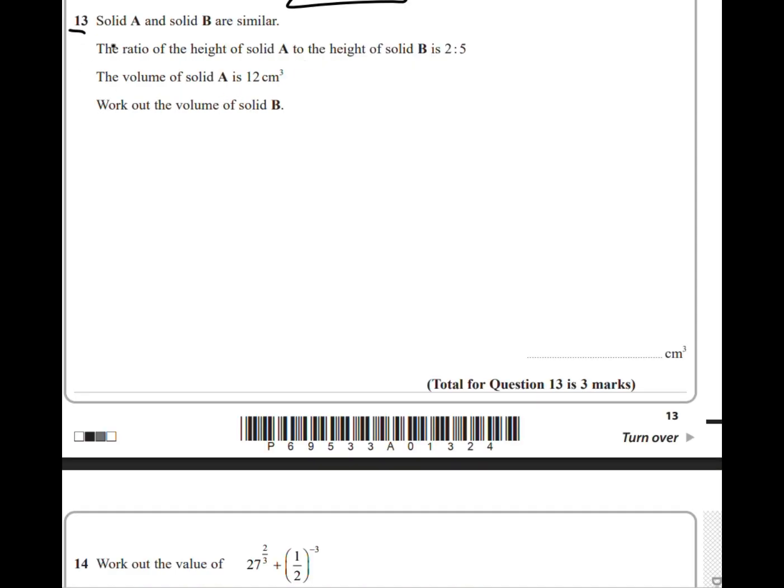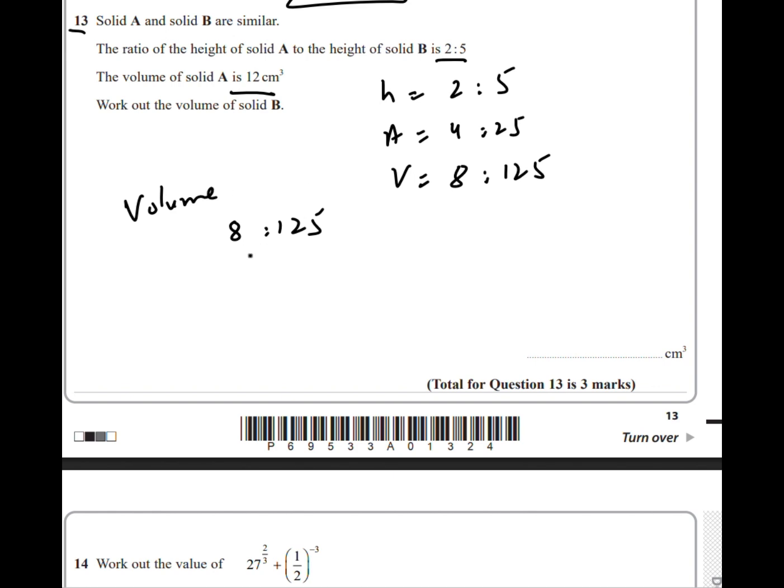Here, question 13 says that solid A and solid B are similar. The ratio of the height of solid A to the height of solid B is 2:5. It means that if height equals 2:5, then area will be squared, so 4:25. So volume would be 8:125. But here it says that the volume of solid A is 12 centimeter cube. So how can we go from 8 to 12?